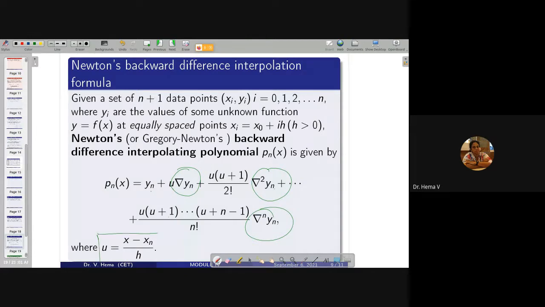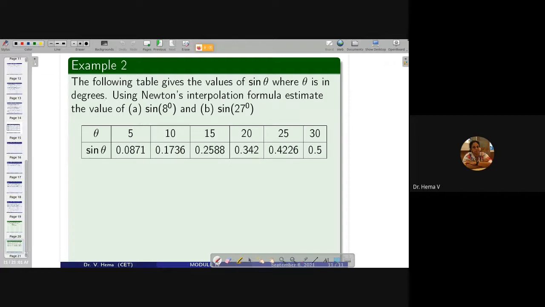And here what is the value of u? It is x minus xn. Xn is the last value, the final value. For forward, you are using x minus x naught by h. Here it is x minus xn by h. Okay.